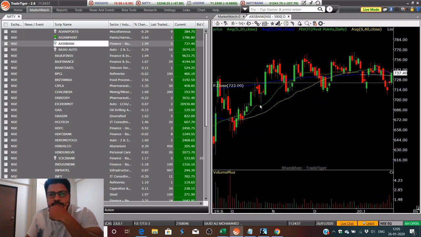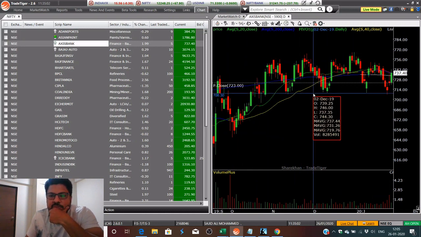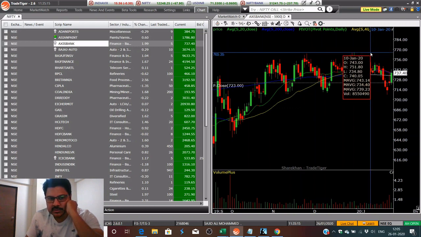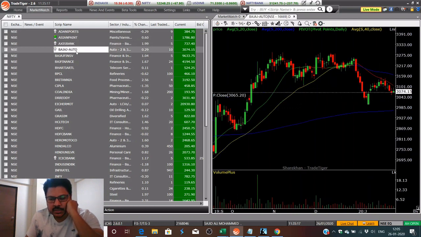Axis Bank, sideways, you can see this is the range. Buy low, sell high, buy low, sell high. Same thing is happening. It's in a range, so you can look for a short entry here if it doesn't break out. Bajaj Auto is in a downtrend. Two weeks have formed, so you can expect this 2985 to be touched.